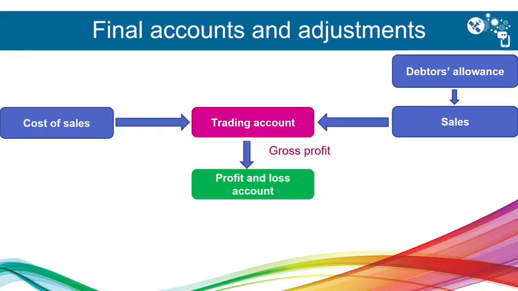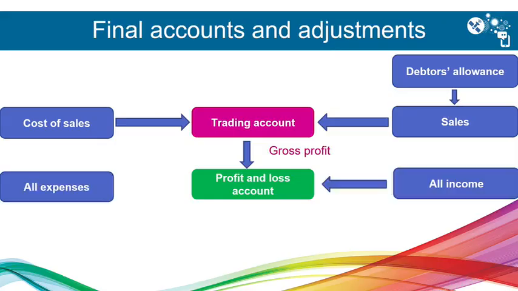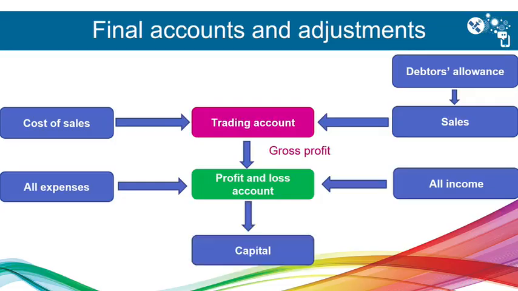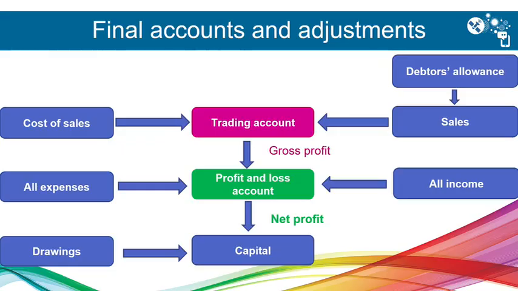Gross profit to be transferred to the profit and loss account. All the income accounts must be closed off to the profit and loss, expenses to the profit and loss. And by taking the gross profit plus income minus expenses, we get the net profit that will be transferred to the capital account, the owner's account. Because the capital contribution, that is what the owner puts into the business, plus he receives the net profit minus the drawings. We close off the drawings to the capital account.